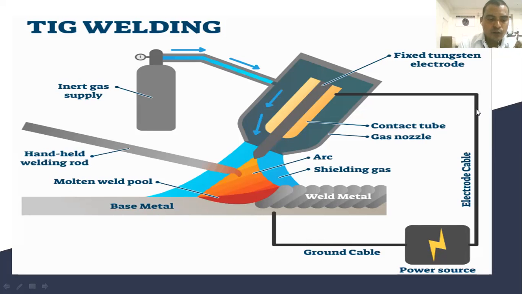In this figure, we also discuss inert gas, so we are using argon. Argon is normally preferred over helium. As I told in the previous lecture, in this TIG welding we are using inert gas, generally argon or helium. But in TIG welding, argon is normally preferred over helium because it requires a lower arc voltage.